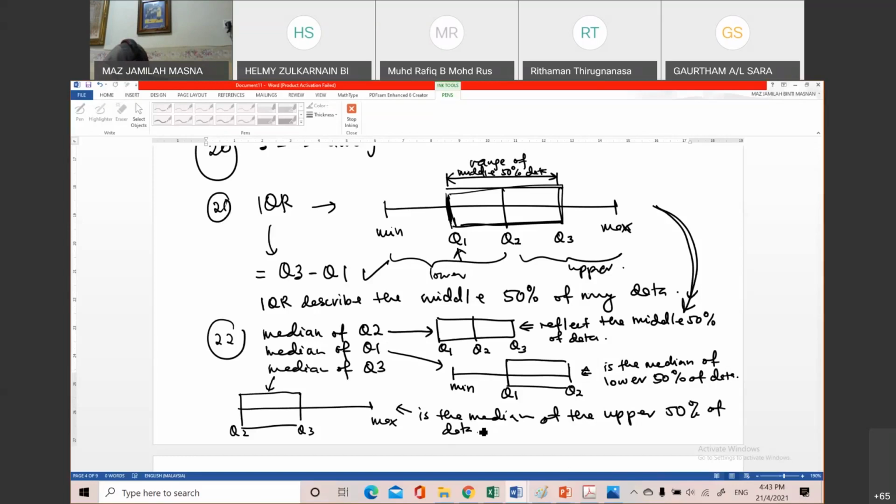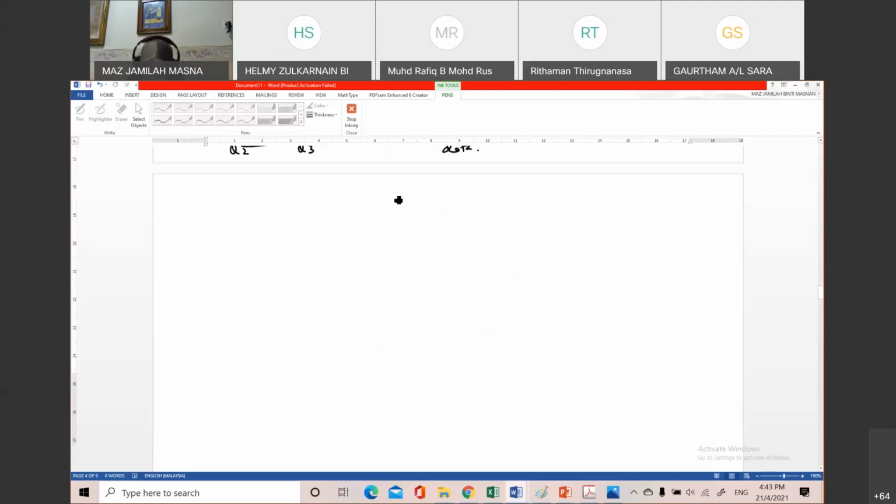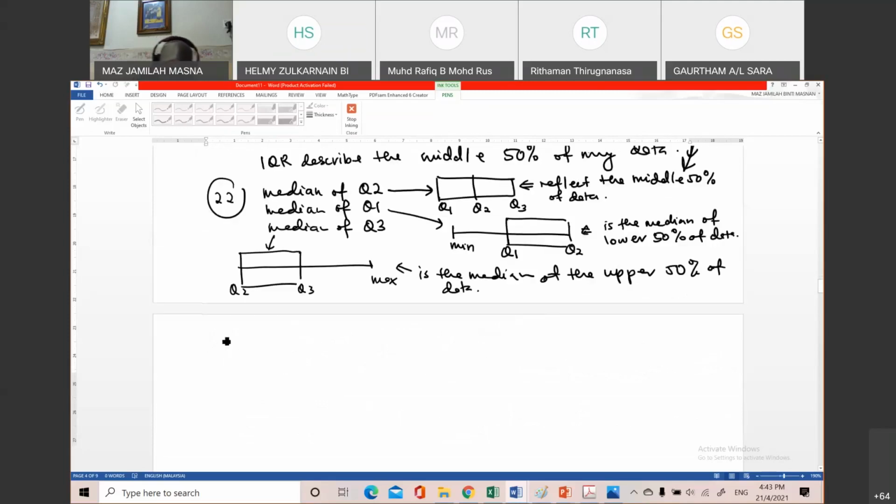Number 23. Which measure of dispersion, range, standard deviation, or interquartile range, would be best for a skewed distribution and symmetrical distribution? Can you draw your box plot for symmetric and box plot for skewed? Class, draw your symmetric box plot and skewed box plot. Number 23.